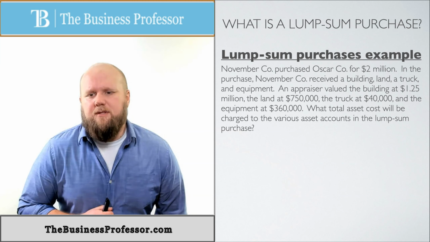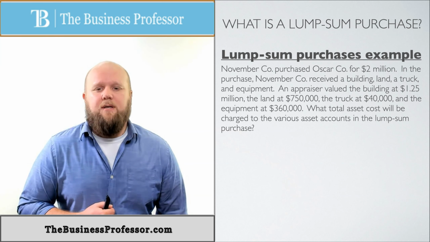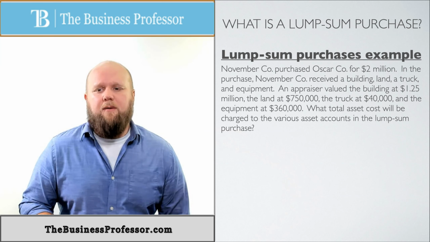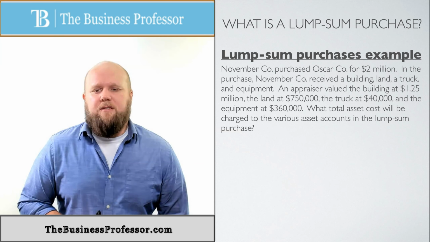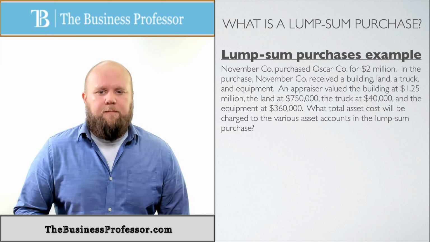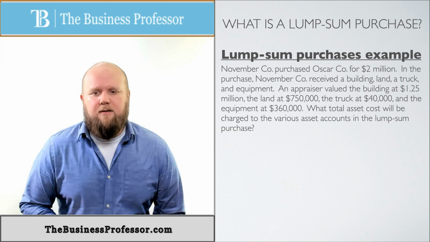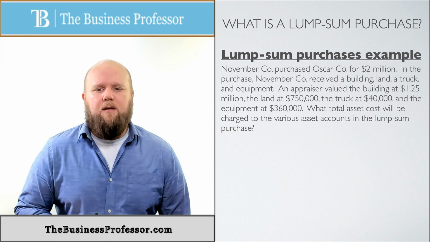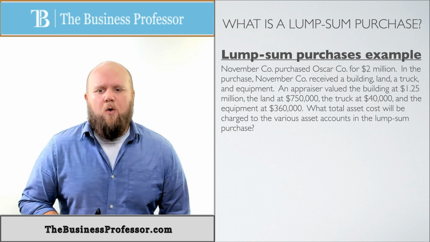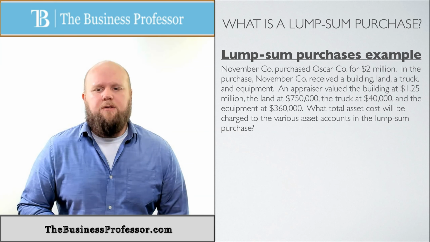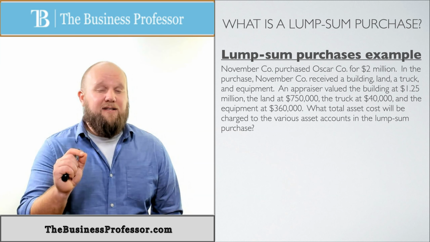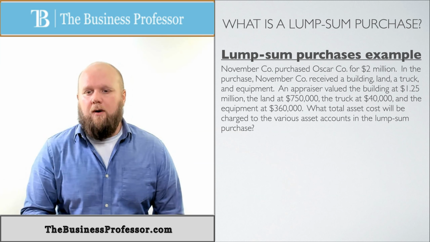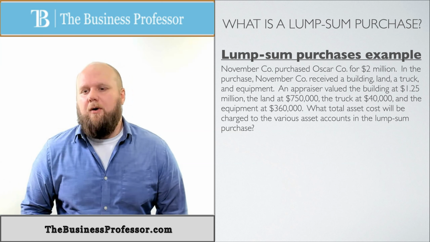November Company purchased Oscar Company for $2 million. In the purchase, November Company received a building, land, a truck, and equipment. The appraised value for the building was $1.25 million. The land was $750,000, the truck was $40,000, and the equipment was $360,000. What total cost will be charged to the various asset accounts in the lump sum purchase? So I need to take that $2 million that I purchased all this for and break it up into its four components.